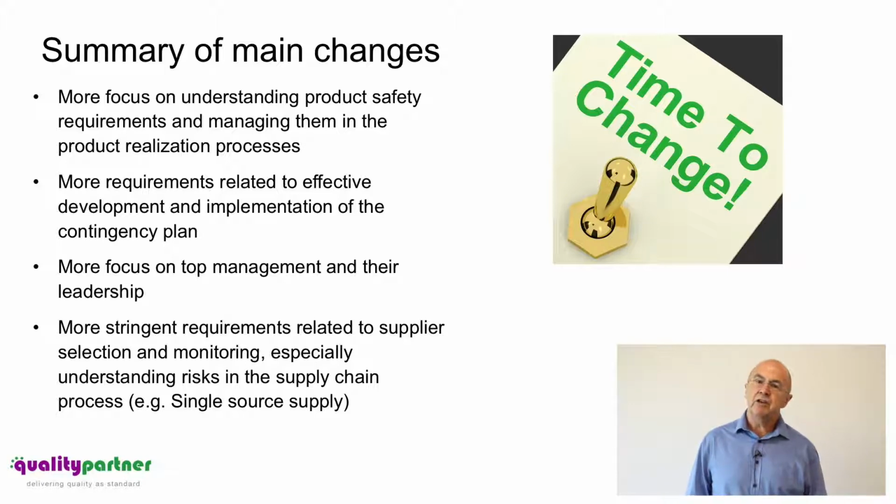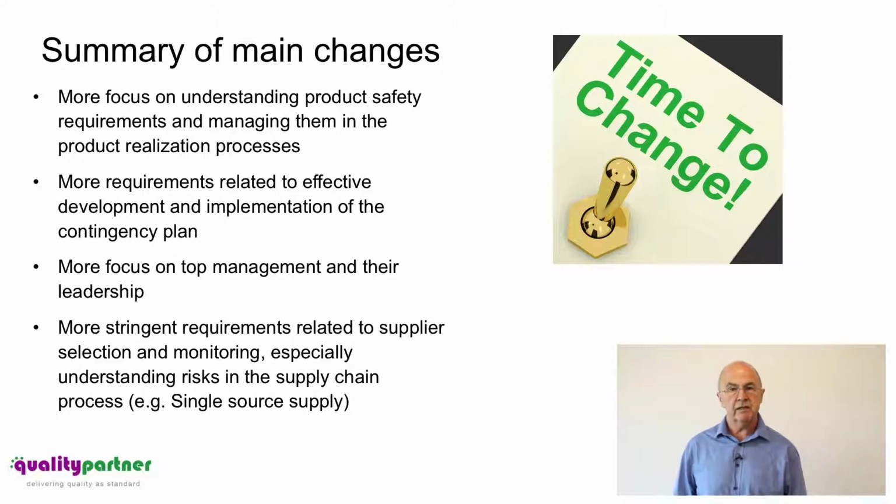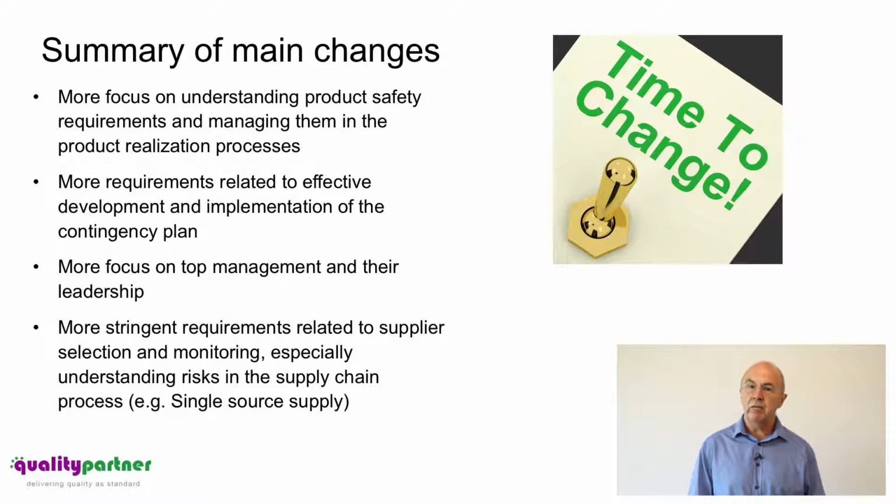One of the other big changes is about the supplier management and selection process. There are more stringent requirements about supplier selection and supplier monitoring, especially understanding the risks within the automotive supply chain. It is not saying that we cannot have single source supply, but single source supply is a risk. And IATF want to know how organisations are managing that risk within their organisation.